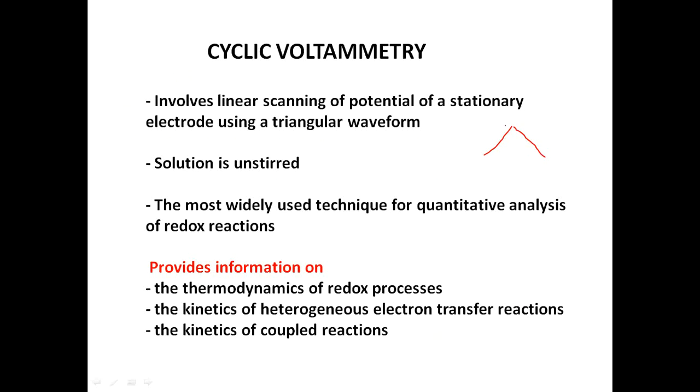This is called the forward scan region, and this is called the reverse scan region. The potential is changed at a particular rate, and this kind of potential wave is called a triangular waveform. In cyclic voltammetry, the solution is unstirred; no stirring of the solution is carried out. This is the most widely used technique for quantitative analysis of redox systems, because it provides information on the thermodynamics of redox processes, the kinetics of heterogeneous electron transfer reactions, and the kinetics of coupled reactions also.